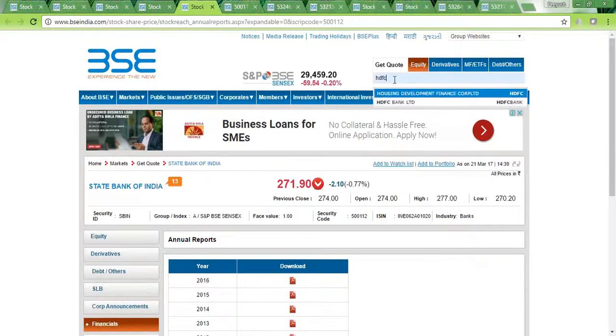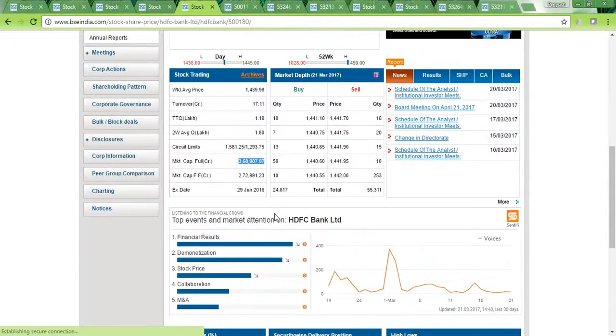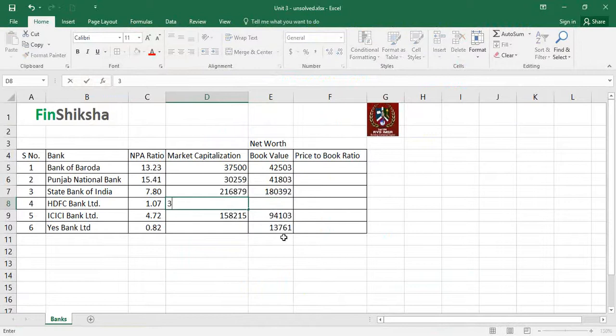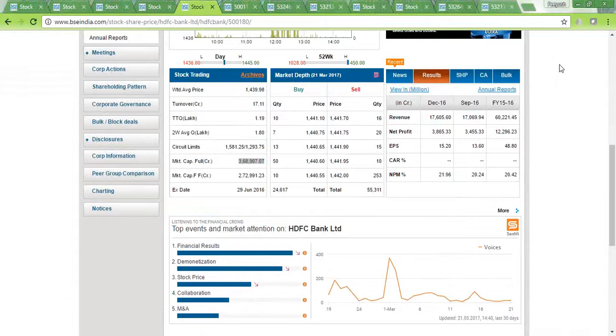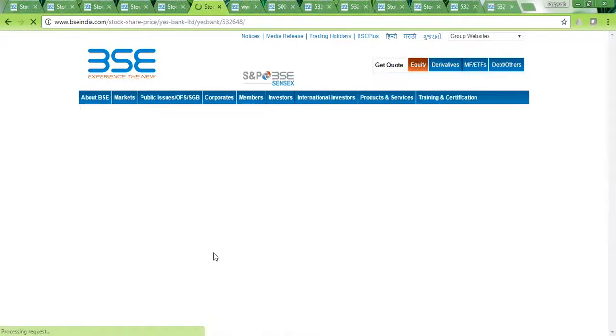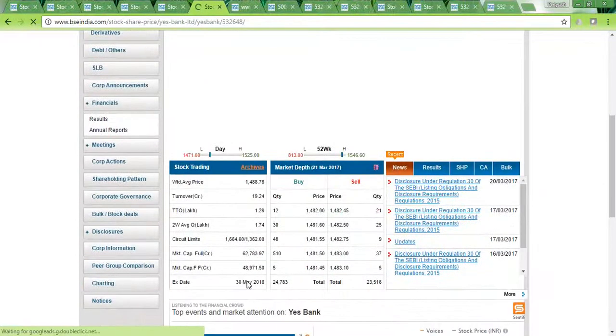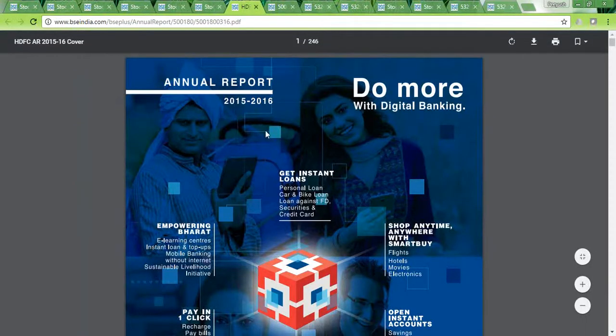Let's also find this out for HDFC Bank. HDFC Bank Limited. What's the market cap for HDFC Bank? That's 3,68,907 crore. Let's find out where the annual report is, and you click on the annual report. And by the time this opens up, let's find out the market cap of Yes Bank. So we find the market capitalization of Yes Bank is 62,783 crore. And let's go to the HDFC Bank annual report.